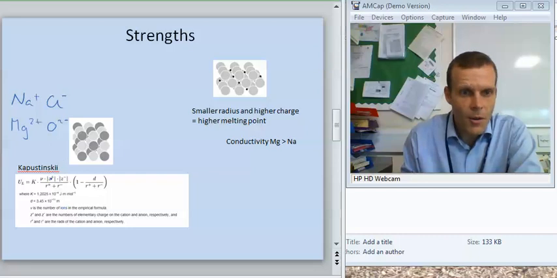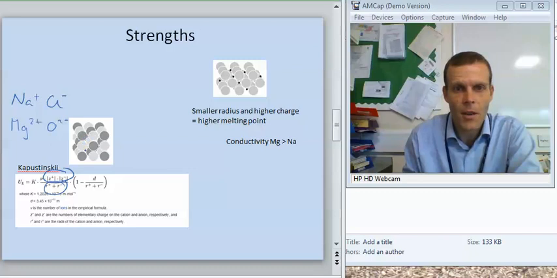It's also affected by how well these things can pack together. So as well as the charges, there's also a factor relating to their sizes. Generally the smaller the radius, the better it will pack together and the greater the strength of that lattice. Similarly, if we have a smaller radius with our metals, then we're going to find better packing and a higher melting point.